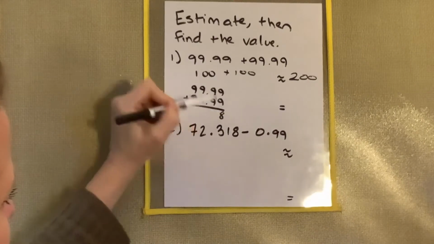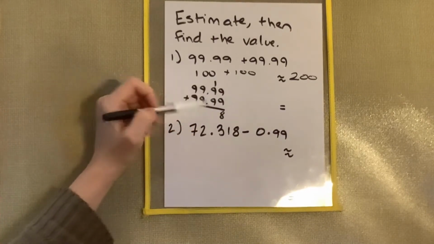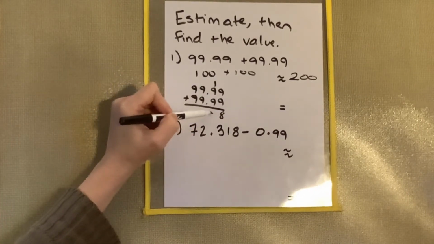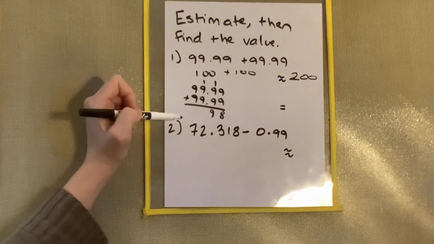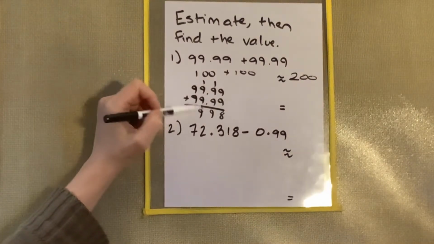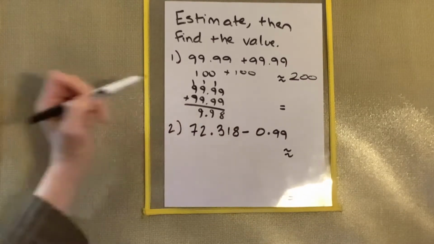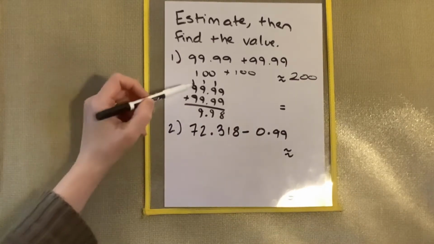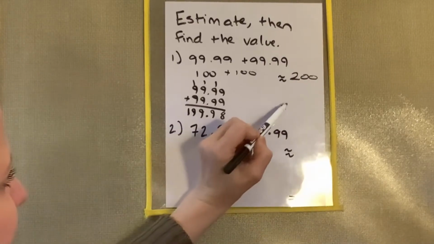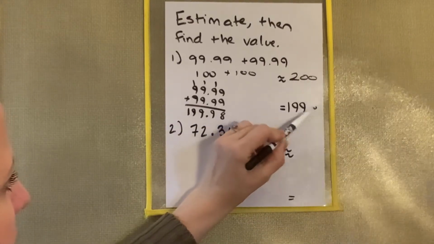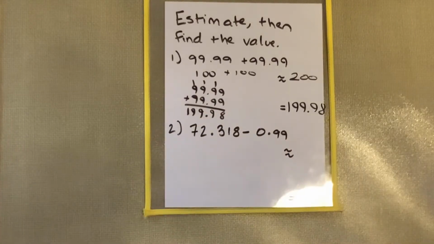So 9 plus 9 is 18, carry the 1. 9 plus 9 is 18, plus 1 is 19, carry the 1. There should be a pattern developing. 9 plus 9 is 18, plus 1 is 19. Making sure to line up that decimal point. And again, 9 plus 9 is 18, plus 1 is 19. So our exact answer should have been 199 and 98 hundredths, okay? And again, that's pretty close to our estimate.